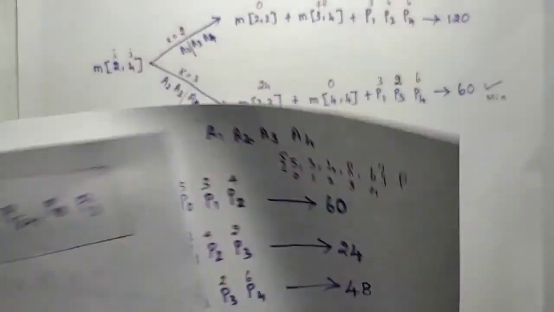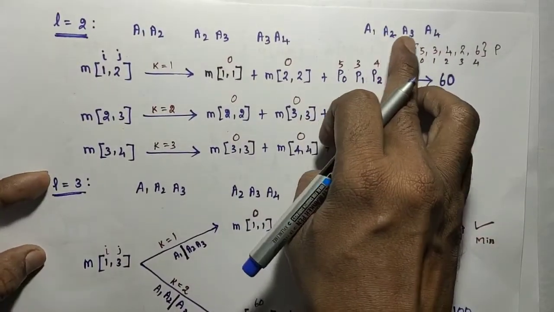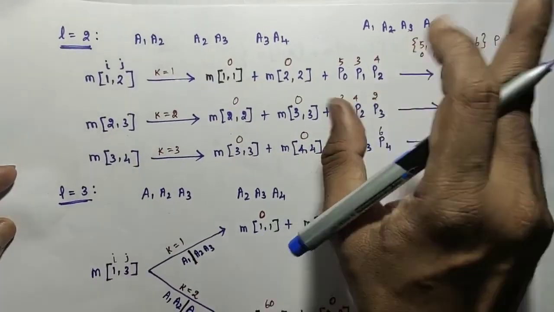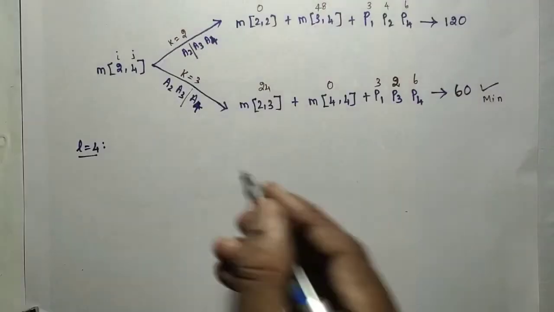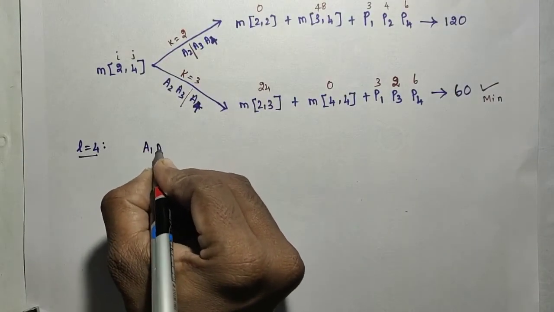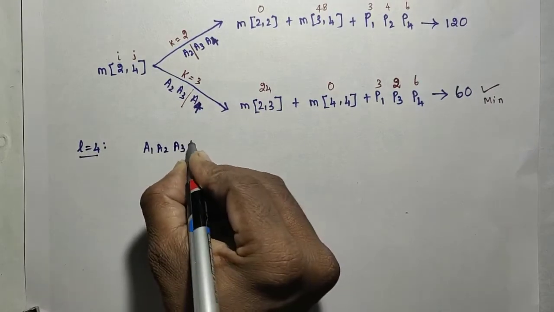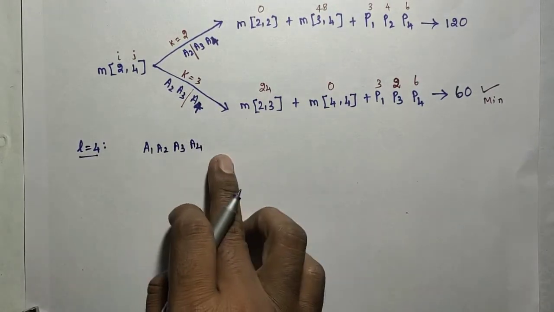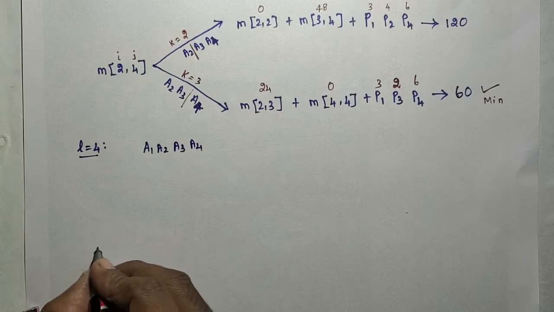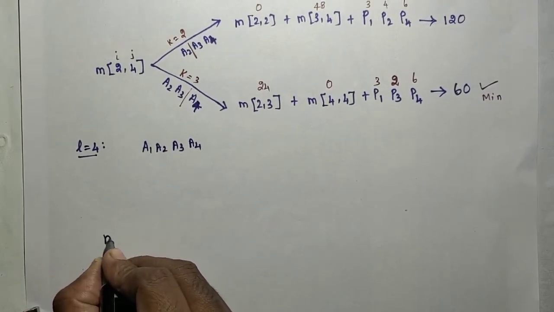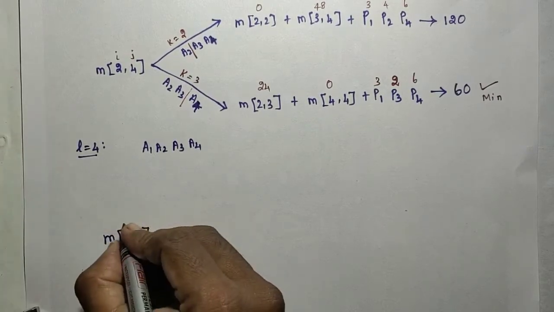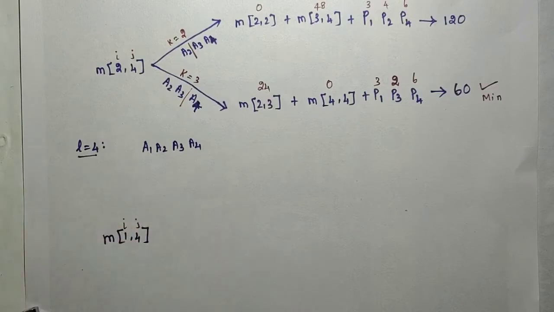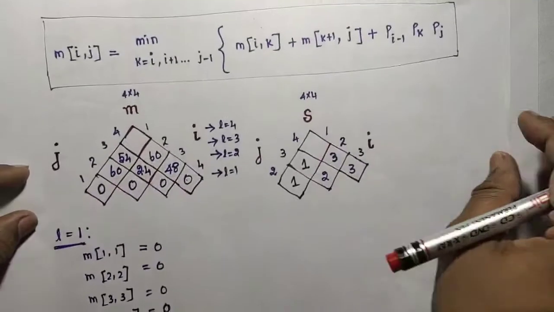So in that sequence A1 to A4, with length 4, there is only one possibility: A1 to A4. So what you need to calculate here is A1, A2, A3 and A4. It means that we need to find m of 1 comma 4, that is the final one, an i and j. Now we are going to find the value for this one.